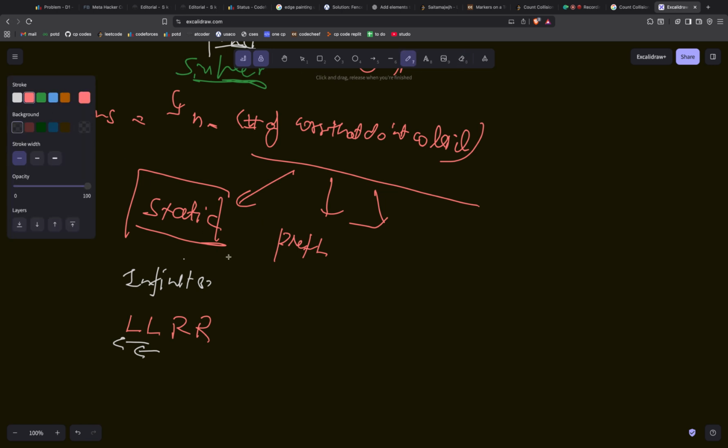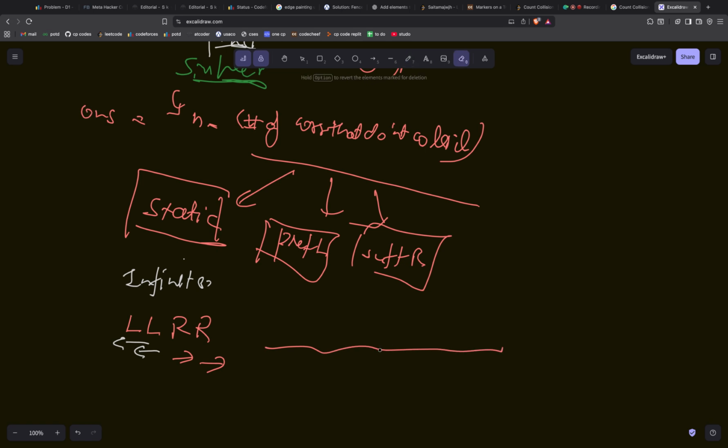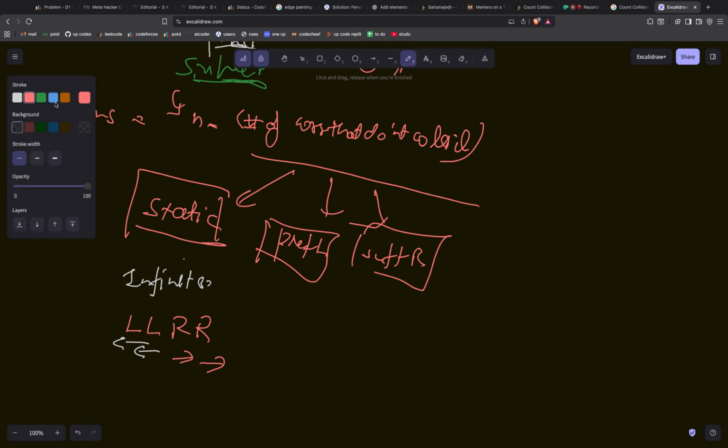The third case is just the opposite of this, which is suffix R, right? So similarly here also, these cars are at the suffix and moving right, so they will continue moving right and never collide. So what would our answer finally become? It would become n minus S minus prefix L minus suffix R.